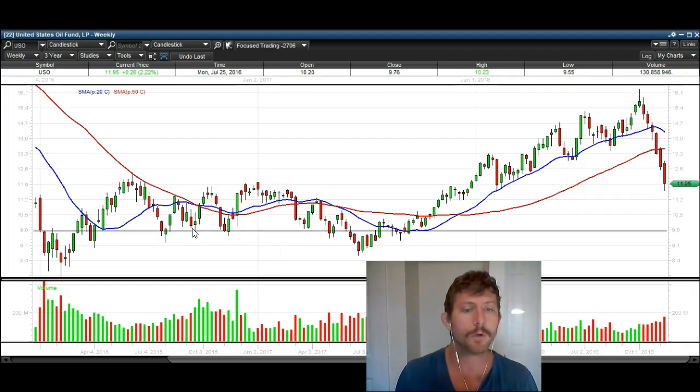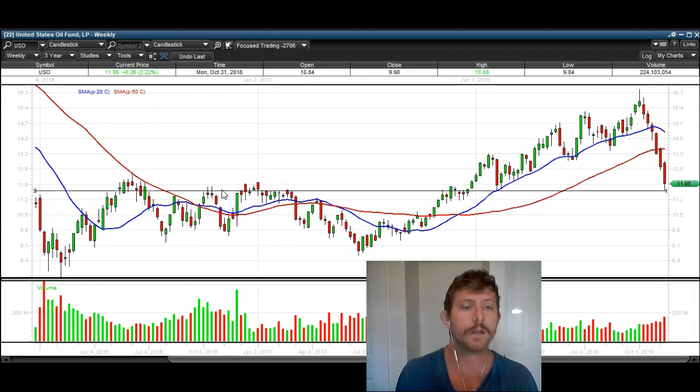Here's that support, boom, boom, support, support, support. It breaks the support here, and then breaks right back over it. You can see a huge move happen after that. Another false breakdown example. So that's just an example I wanted to show you guys.